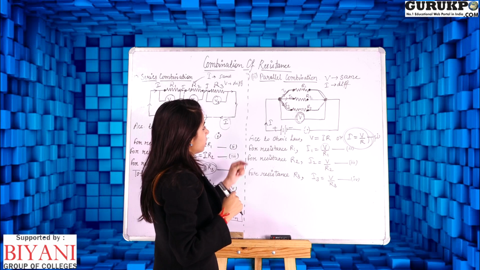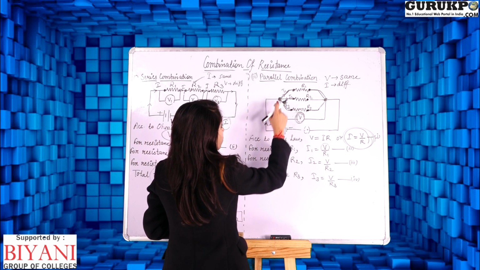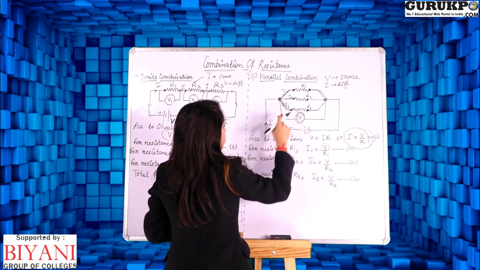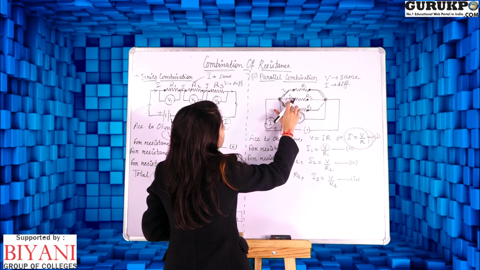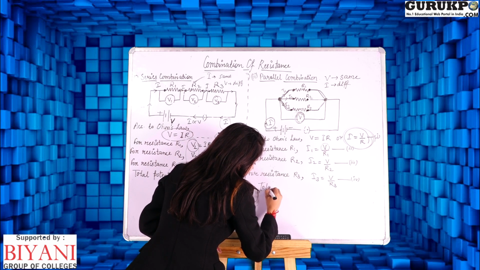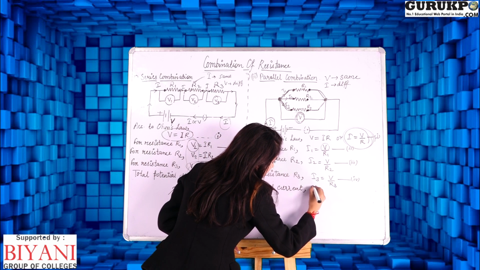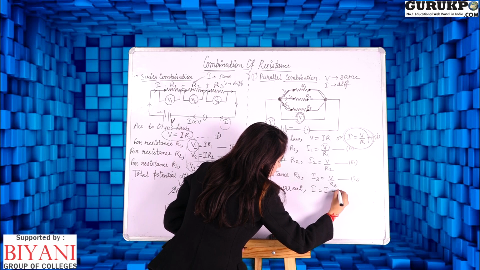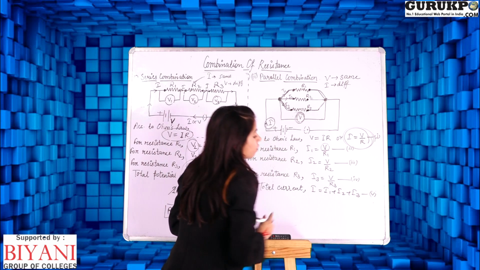Now the total current in the whole circuit will be I, and this current I is the sum of I1 plus I2 plus I3, because this current I got split into 3 currents, that is I1, I2 and I3. So the total current will be I is equal to I1 plus I2 plus I3. This is equation number 5.